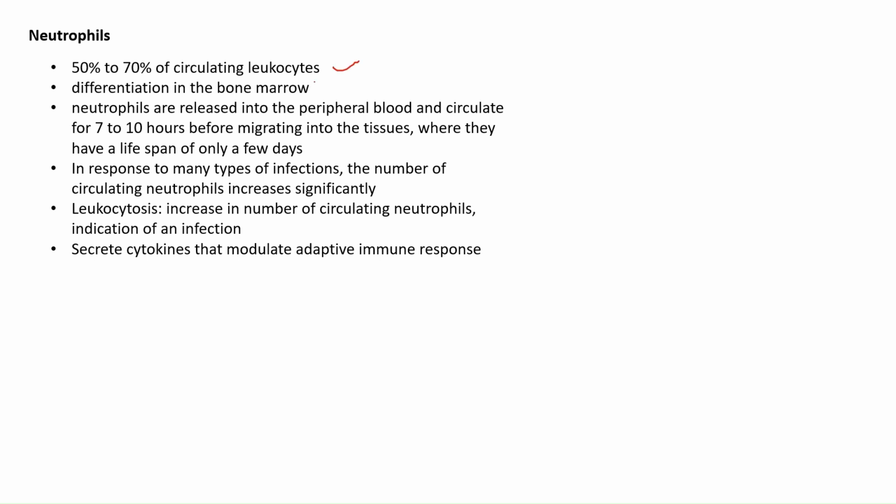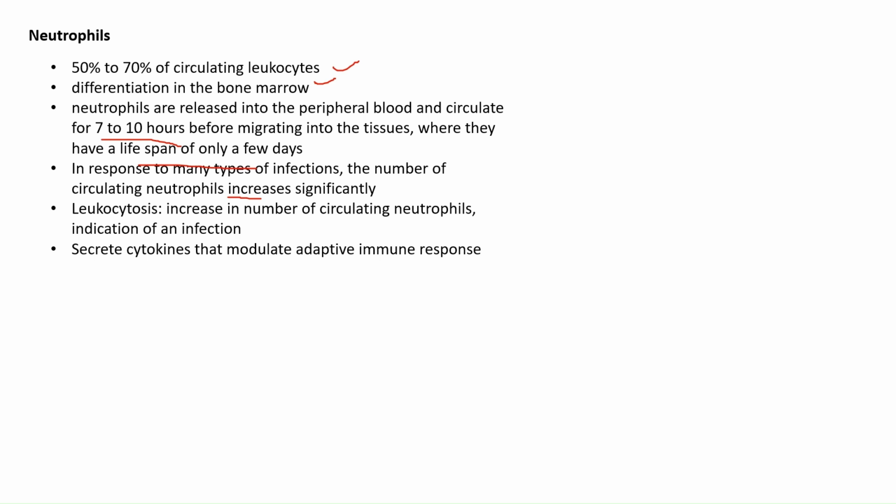Now coming to neutrophils, 50 to 70% of circulating leukocytes are neutrophils. They differentiate in the bone marrow. They are released in the peripheral blood and circulate for 7 to 10 hours before migrating into the tissues, where they have a lifespan of only a few days. In response to many infections, the number of circulating neutrophils increases significantly. That's why this is an indication that we have a disease.